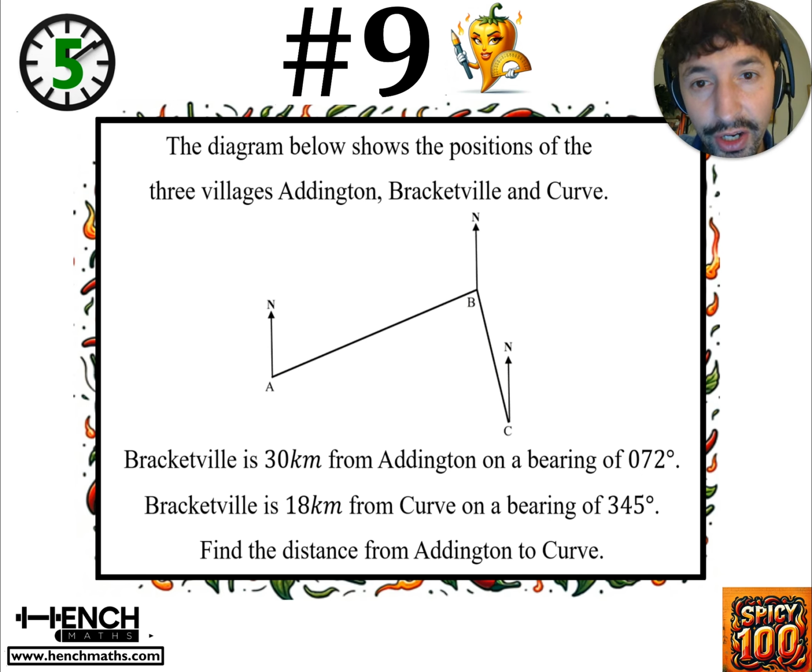So, the diagram below shows the positions of 3 villages: Addington, Bracketville, and Curve. Bracketville is 30 kilometers from Addington on a bearing of 72 degrees. Bracketville is 18 kilometers from Curve on a bearing of 345 degrees. Find the distance from Addington to Curve.